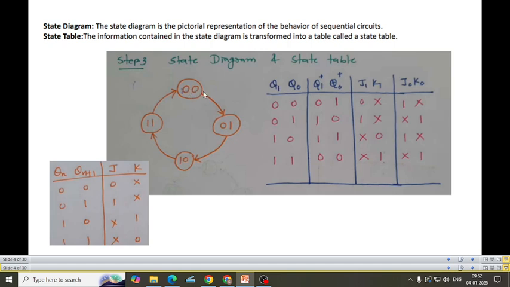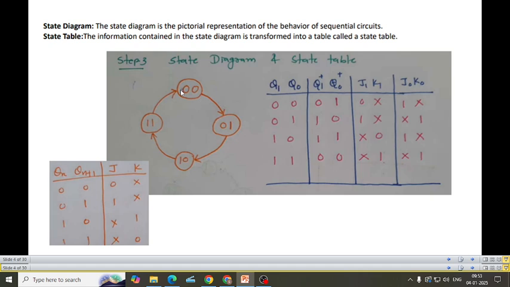If I am in 00 present state, I will go to 01 for the next state. If I am in 01 in the present state, I will go to 10 in the next state. If I am in 10 in the present state, I will go to 11 in the next state. If I am in 11 in the present state, I will go back to 00 in the next state. That is how you are going to transform this diagram into a table.